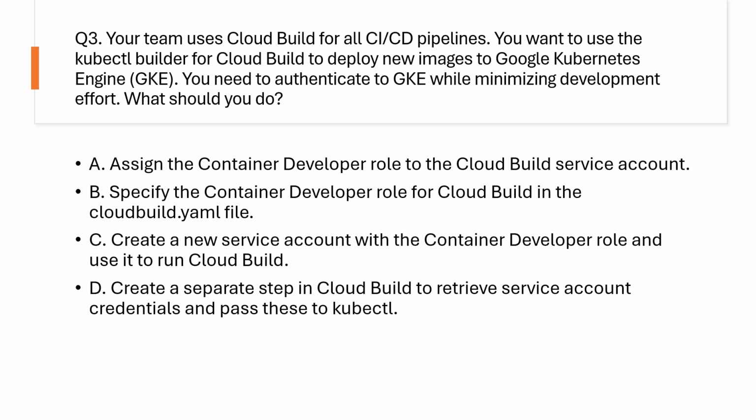A. Assign the container developer role to the Cloud Build service account. B. Specify the container developer role for Cloud Build in the cloudbuild.yaml file. C. Create a new service account with the container developer role and use it to run Cloud Build. D. Create a separate step in Cloud Build to retrieve service account credentials and pass these to kubectl.